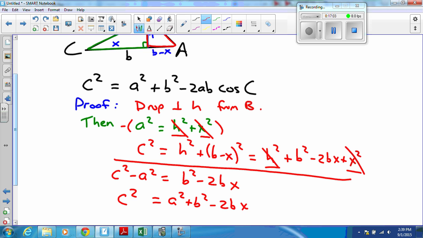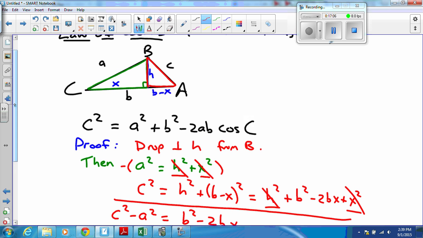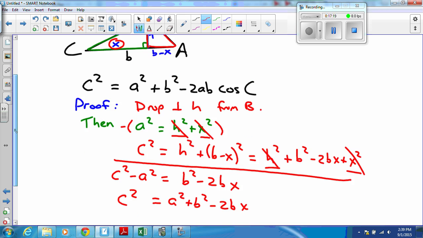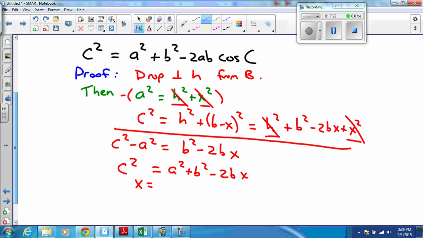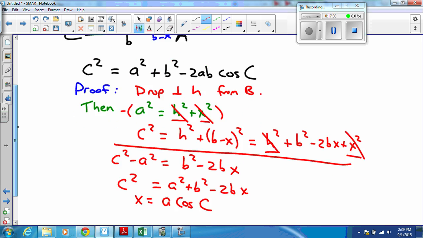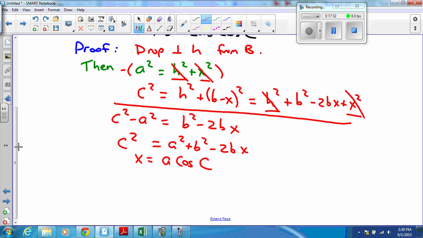And this is a perfectly good expression, but x was a creature of our own creating, and it is the leg of this right triangle. So we're going to use the right triangle representation and say that x is the same as the hypotenuse A times the cosine of the angle C. Check that. X equals A cosine C. And now we can substitute to get c squared is equal to a squared plus b squared minus 2ab cosine of the angle between.